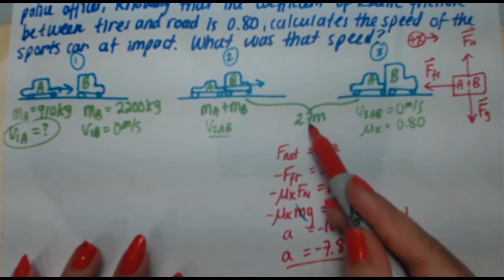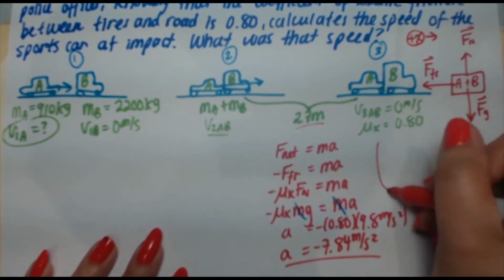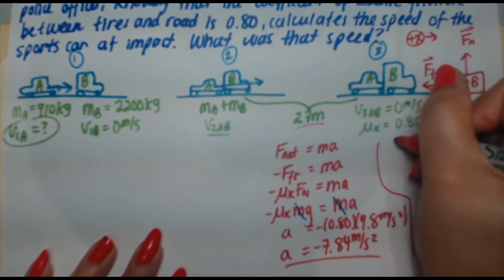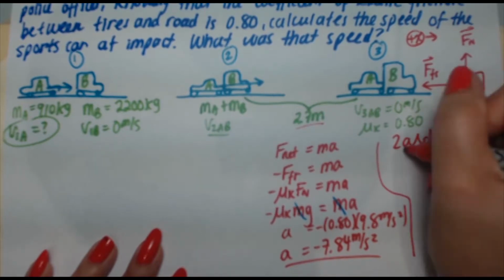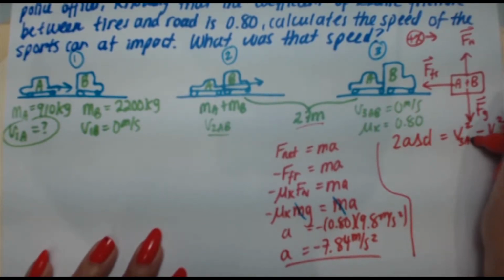Okay, so I've got acceleration, distance, final speed. I can find initial speed. It's very simple at this point. Okay, so I'm going to use this formula. Hopefully it looks familiar. 2AD equals V final squared minus V initial squared. So in this case, V final is V3AB and V initial is V2AB.